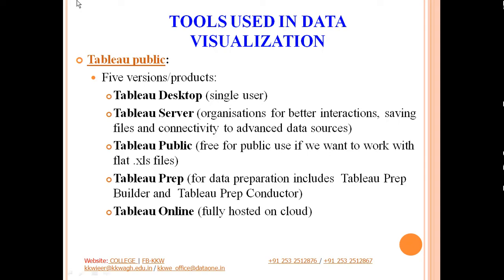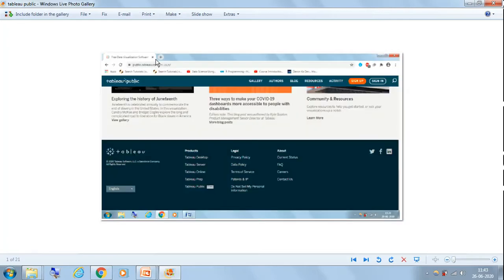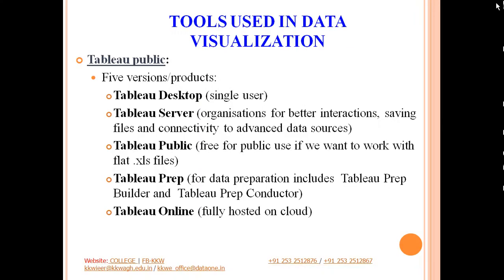I have taken a screenshot for you to have a look at. So this is the Tableau Public website. You can see here these are the 5 versions already available. You can click on each of these and you'll get information. If you want, you can download the free version, that is Tableau Public, and go ahead and use it because it is free, and check how it works. So that is about Tableau Public.